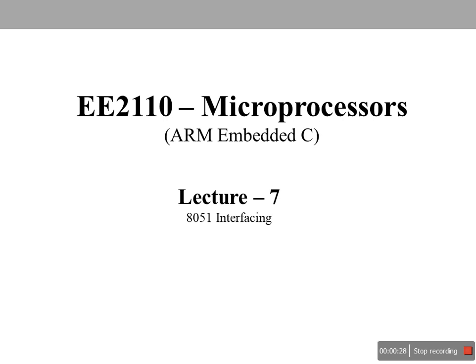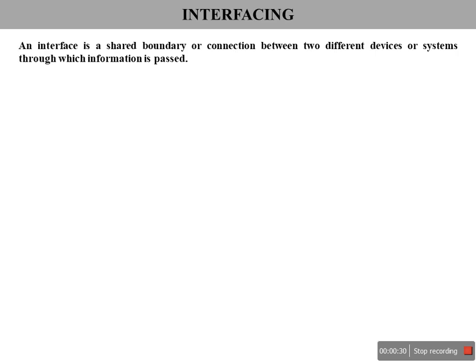Going with interfacing in a general way, let's define interfacing as a shared boundary or a connection between two different devices or systems through which information is being passed. So it is a common connection, a common protocol, or a common circuitry which will be shared between two different devices so that they can communicate with each other.